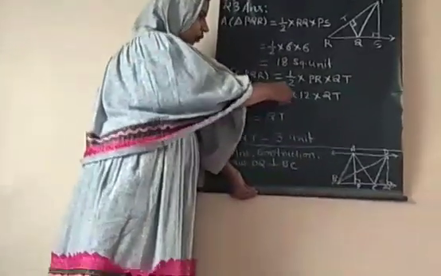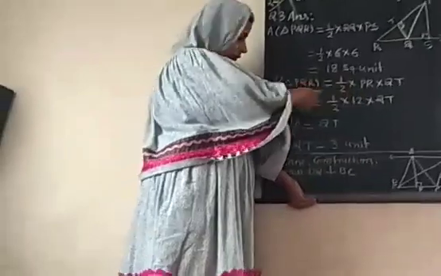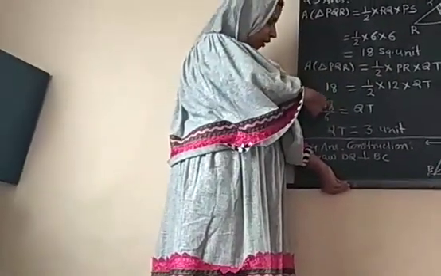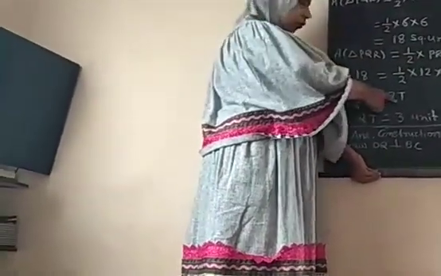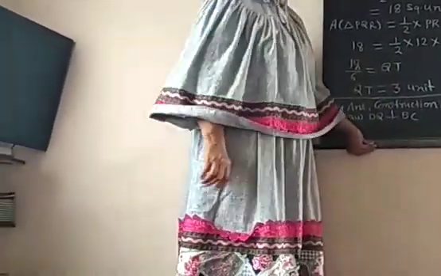Therefore, here two ones are and two 6s are. Both are divisible. Now 6 is transferred to the LHS, so it is divided. 18 upon 6 is equal to QT. Therefore, the length of QT is 3 units.